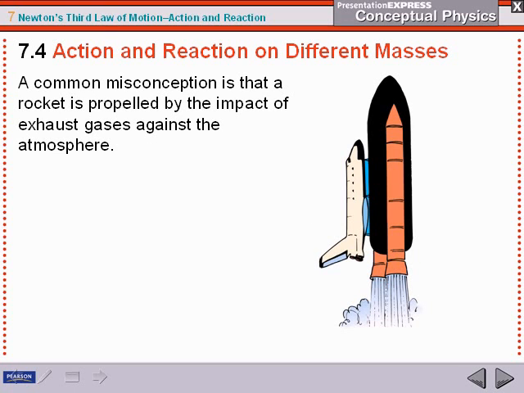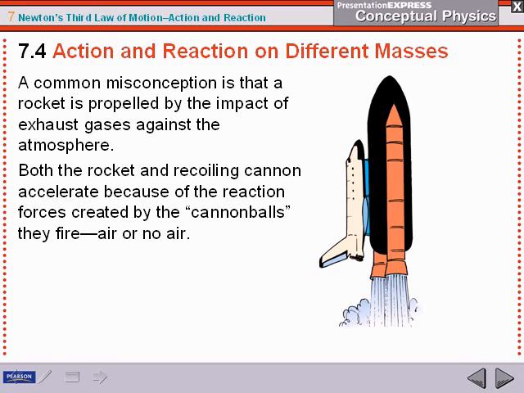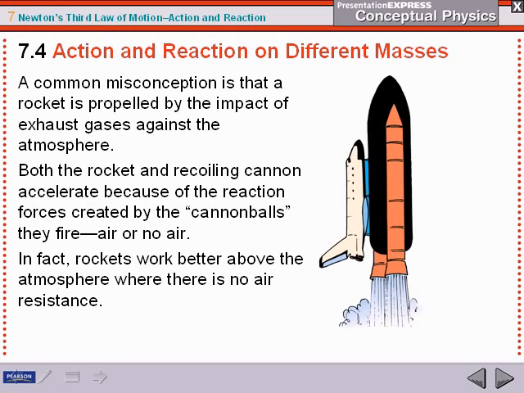So now here's a misconception about this: that a rocket actually pushes against the atmosphere, but that's not true. It's really the gas going in one direction and the rocket going the other. It's just like the recoil of a cannon. And actually, rockets work better in the atmosphere because there's no air for air resistance.